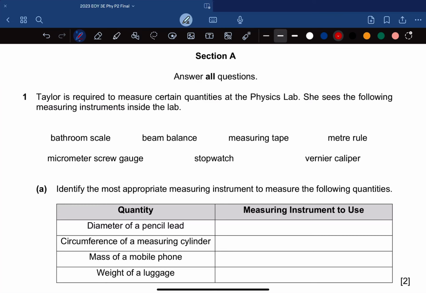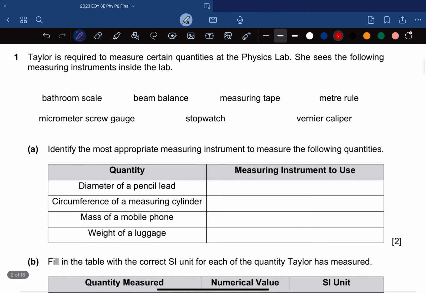Question 1. Taylor is required to measure certain quantities at the physics labs and she sees the following measuring instruments. So for part A, identify the most appropriate measuring instrument to measure the following quantities. So we start by the first one, diameter of a pencil lead.